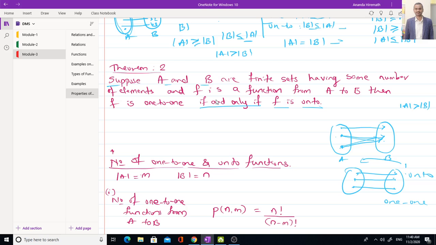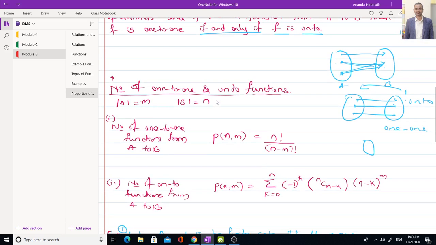Already I have discussed in a previous video that the difference between onto and 1 to 1 is, in case of 1 to 1, we may have extra elements in B. See, this is 1 to 1. We may have an extra element in B. But in case of onto, there cannot be any extra element in B. All elements of B must be mapped. But in case of 1 to 1, it is okay if some elements of B are left unmapped.